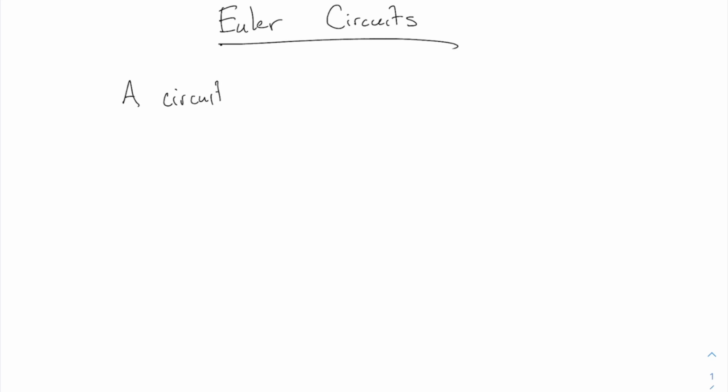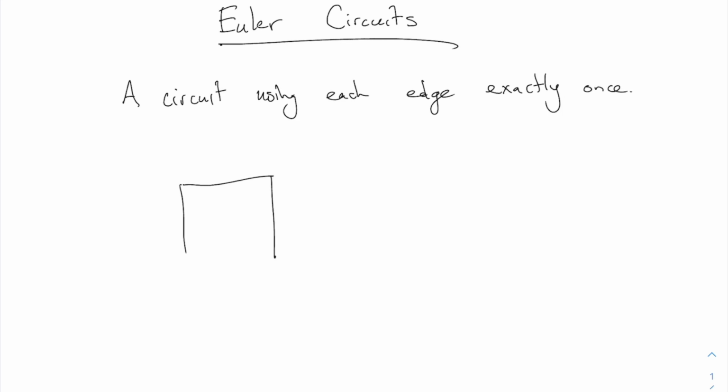A circuit using each edge exactly once. All right, so for example, if this is a graph with just vertices at all the corners here, this one actually does have an Euler circuit. What we talked about last time was mostly just the question of, here's a graph, does it or does it not have an Euler circuit? This one does. I can draw it.